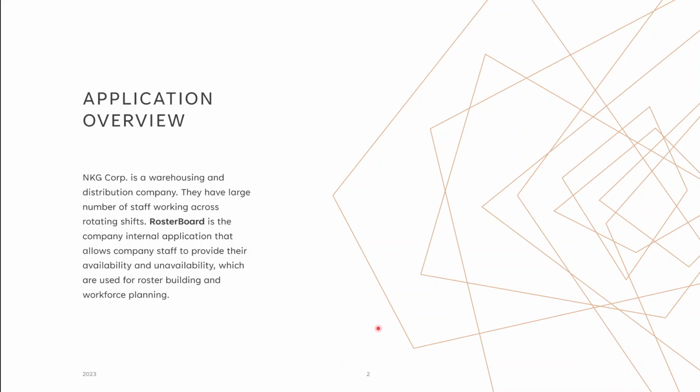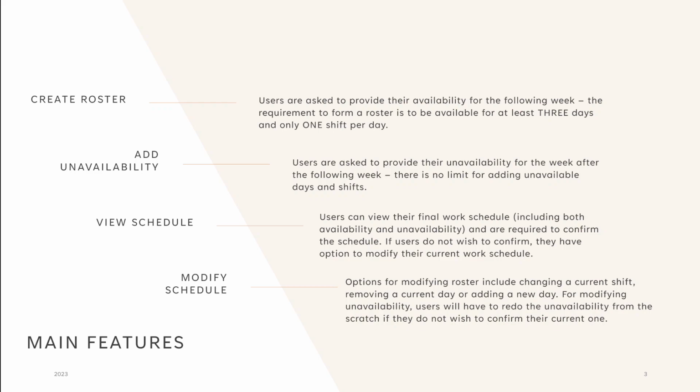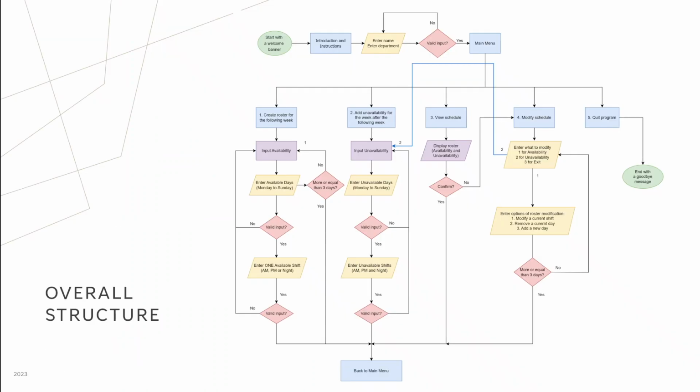The purpose of Roster Board is that it serves as the company's internal application that allows company staff to provide their availability and unavailability, which is used for roster building and workforce planning. Apart from other small features, the application has four main features: create roster, add future unavailability, view current schedule, and modify current schedule. Let me explain more in detail in the next slide.